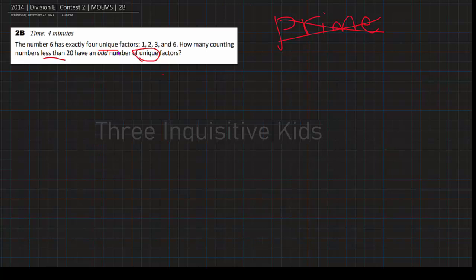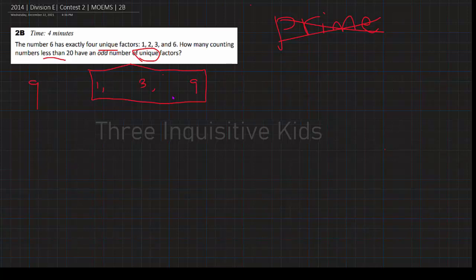Unique factors means that, say for 9, it can be 3 times 3. So for 9, it's going to be 1, 3, 9. And the reason why I didn't write a second 3 is because it has to be unique factors. So 3 only comes once. So the factors of 9 are 1, 3, and 9. So that's going to be one example. Of course, it has an odd number of unique factors.